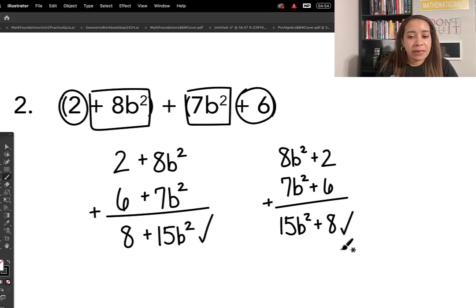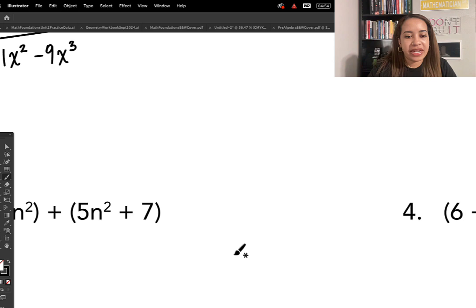As you work independently, your answers may look different from mine, but as long as you have matching pieces and matching signs, then your answer is also correct. Let's try out number 3 together.